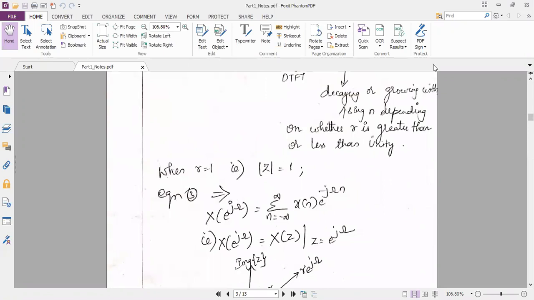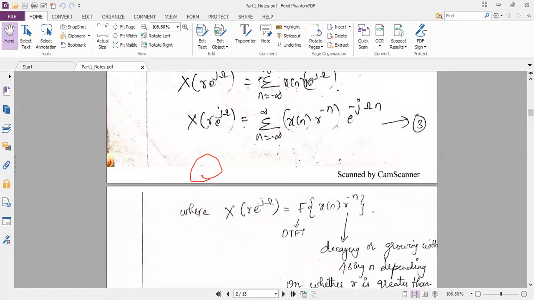So what is the condition I should apply is, I should apply the condition as R is equal to 1. So you know where R is present in the previous equation. I am just showing you the equation 3. So in equation 3, wherever R is there, I will be substituting 1. If I substitute 1, I will rewrite my equation 3 as x of e power j omega is equal to summation n is equal to minus infinity to plus infinity x of n into e power minus j omega n.